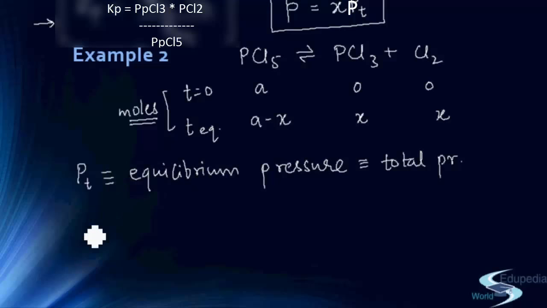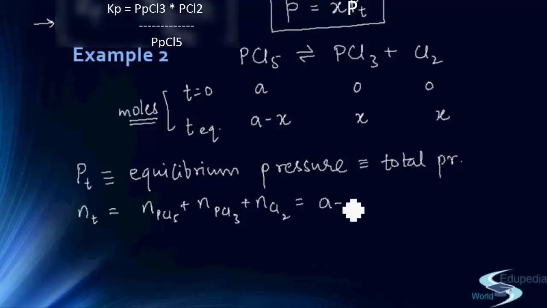Next, total moles. In order to find mole fraction, we need the value of total moles at equilibrium. So what are total moles? They are simply moles of PCl5 plus moles of PCl3 plus moles of Cl2, which will be a minus x for PCl5, plus x for PCl3, plus x for Cl2. So this is a plus x.